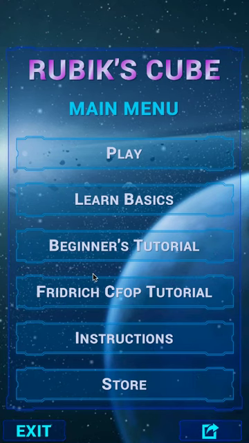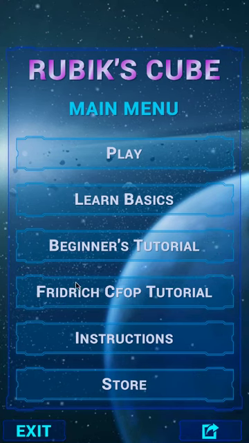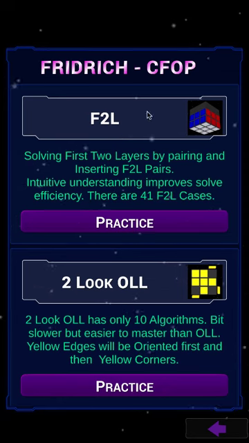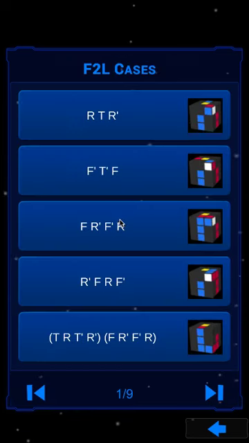There are 2 tutorials available in this Android application. One is a Fridrich CFOP tutorial and the other is the beginner's tutorial. Let's jump into F2L as it is kind of attractive and quite popular when compared to the other methods. All the cases involved in first 2 layer solving can be found under the F2L practice button. We have an intermediate menu to choose any F2L case as per our wish. Let's go into any one of the available F2L cases and see how it looks.